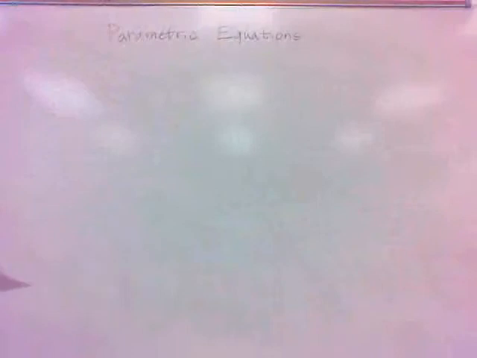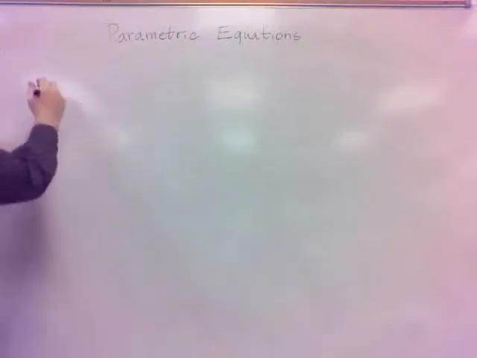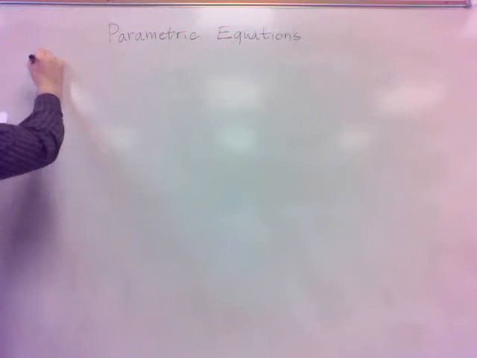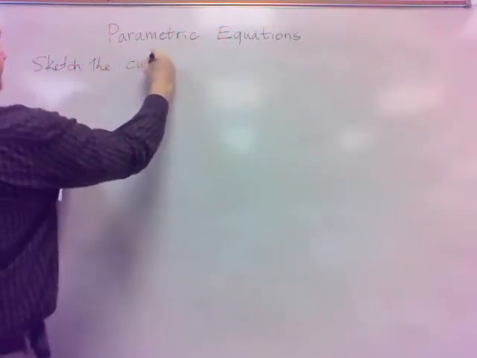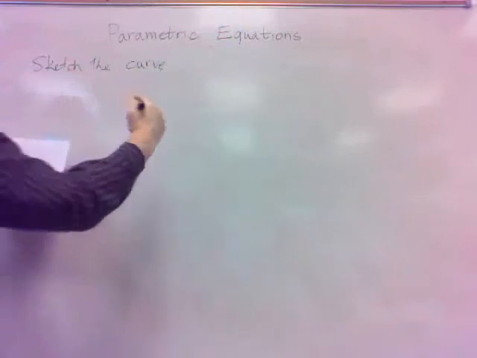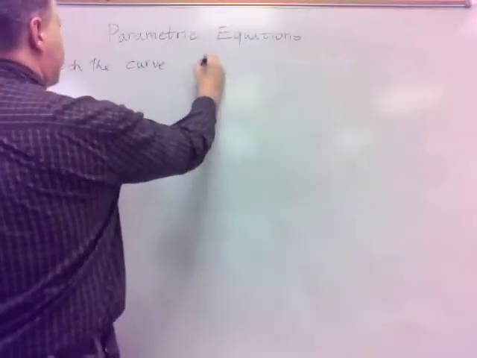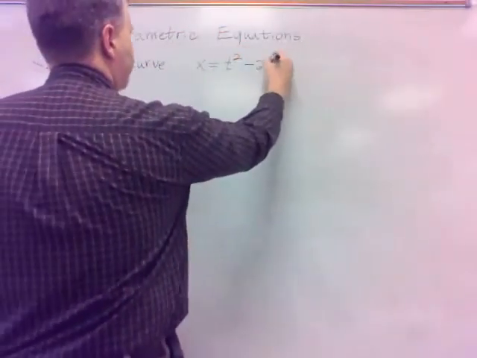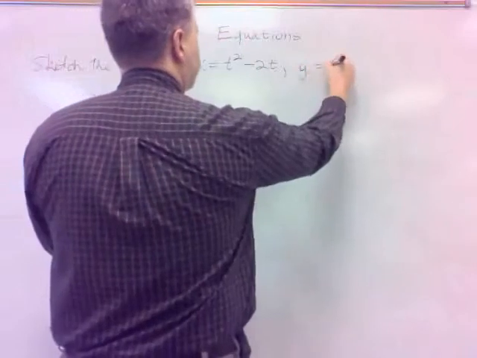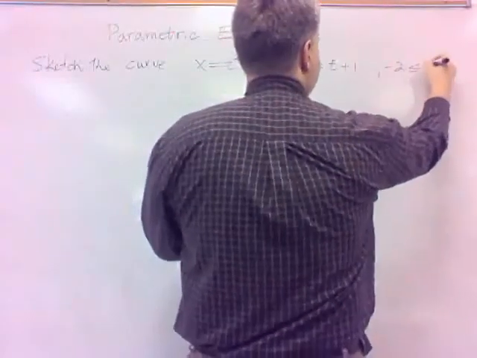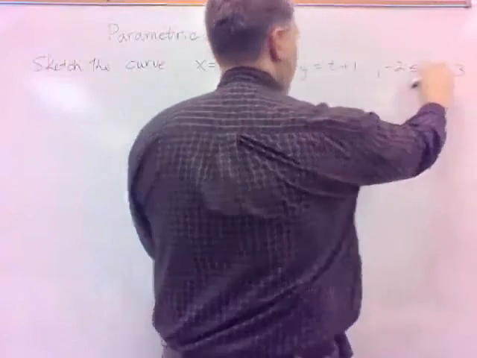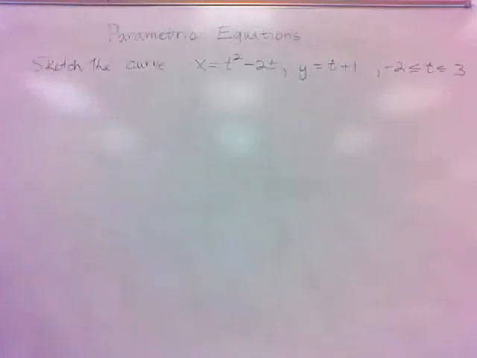We'll just sketch some curves because, of course, we want to relate it to our calculus ideas as well. But let's just start: sketch the curve. That's what they say. And we will do this one, first of all, by hand, by table, whatever you want to call it. Sketch the curve x equals t squared minus 2t, y equals t plus 1, with negative 2 less than or equal to t less than or equal to 3. We've got a boundary on our parameter there.